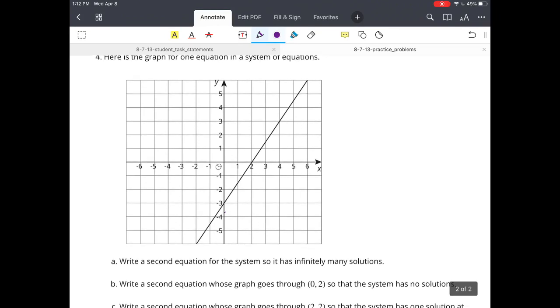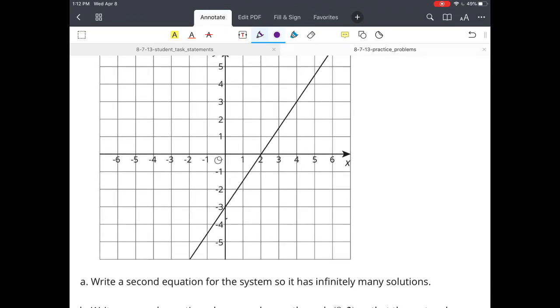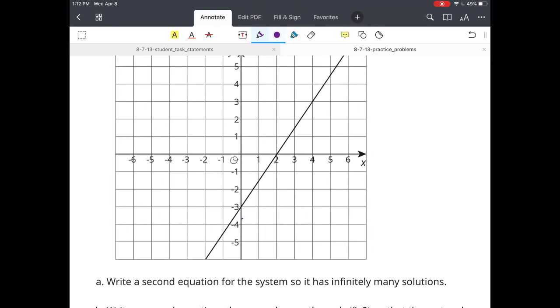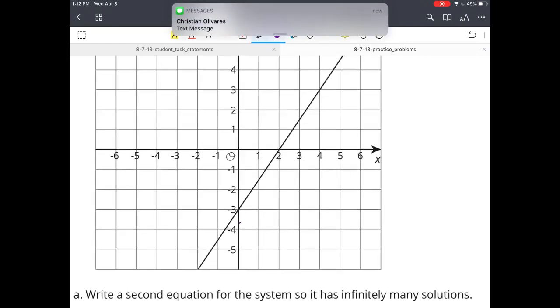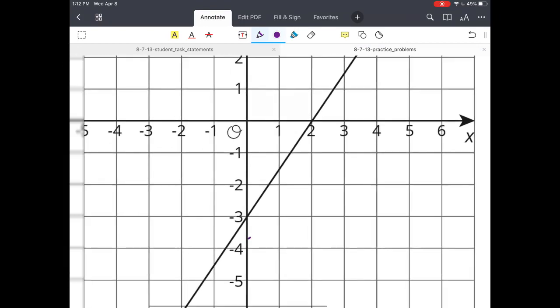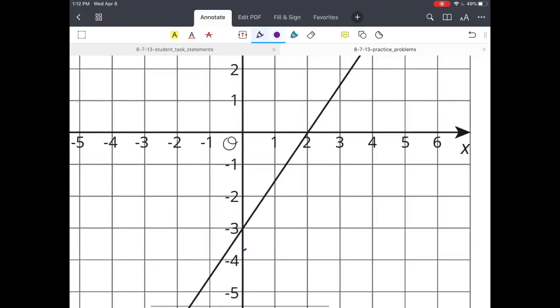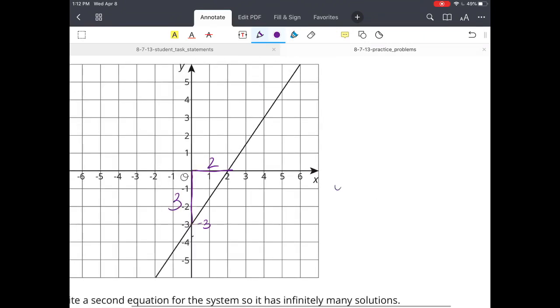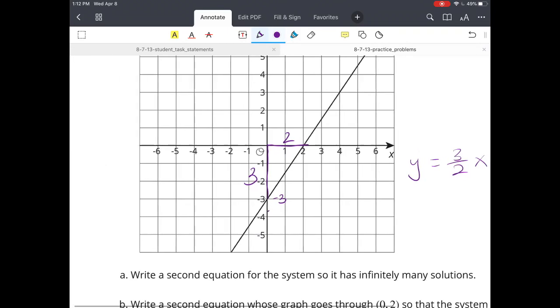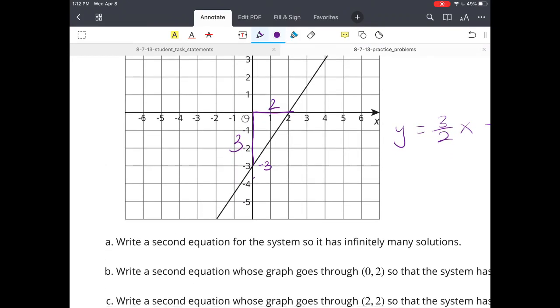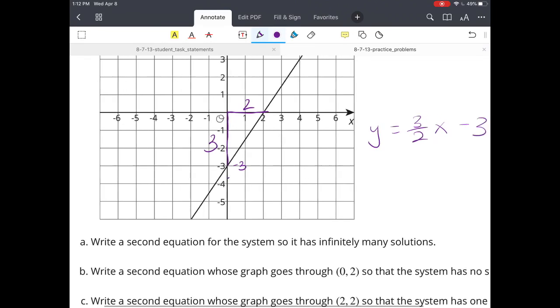And then this one, we have to write the equation, okay? Write a second equation for the system so it has infinitely many solutions. So first, let's find this, okay? Your starting value is -3, and your slope is 3 over 2. So the equation is y equals 3 over 2x minus 3, okay? So if we want to write a second equation so that it has infinitely many solutions, this means it's the same equation, right? Because you want them to cross infinitely many times.